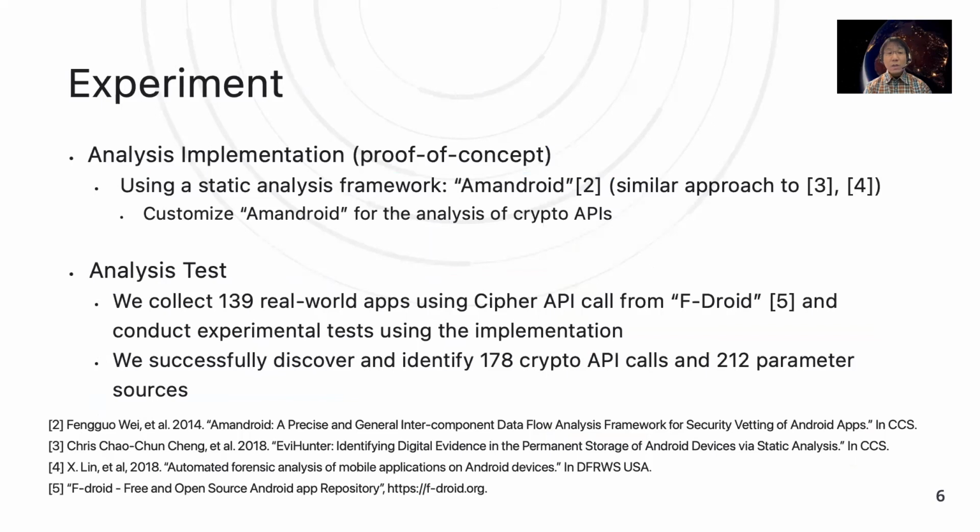We built analysis implementation using an existing static analysis framework, Android, leveraging its taint analysis capability. And we conduct analysis tests for 139 real-world apps collected from F-Droid. We successfully discover and identify 178 crypto API calls and 212 parameter sources.